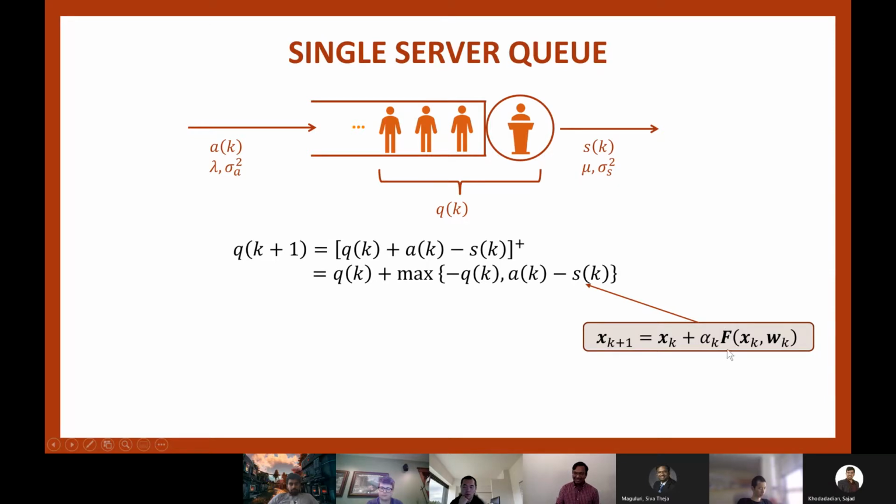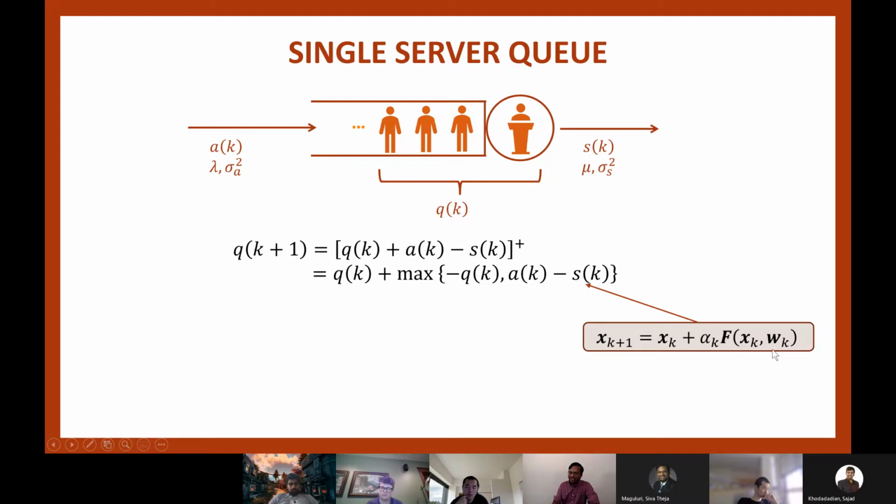And this f here is a nonlinear function that involves this max, which is again coming because of this bracket plus. And in some sense, this simple nonlinearity is at the heart of all of queuing theory. If you didn't have this nonlinearity, this is just a linear recursion. It's much simpler to analyze. And all of queuing theory is about dealing with this nonlinearity of bracket plus or max, however you think about it. And it's related to what is called the Skorokhod map in queuing theory and so on.